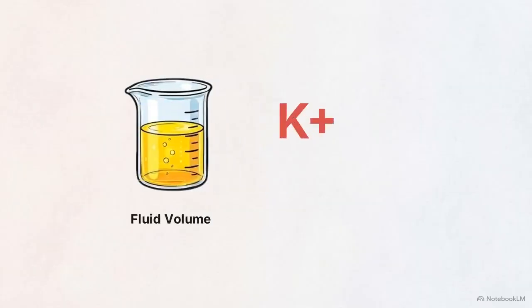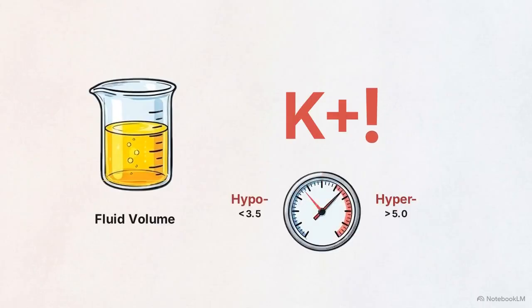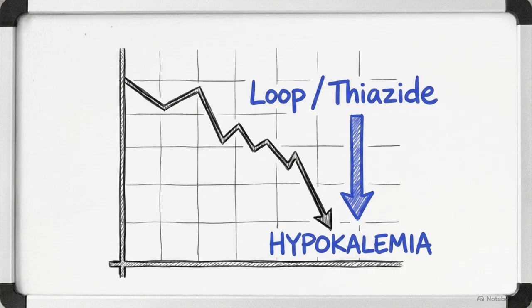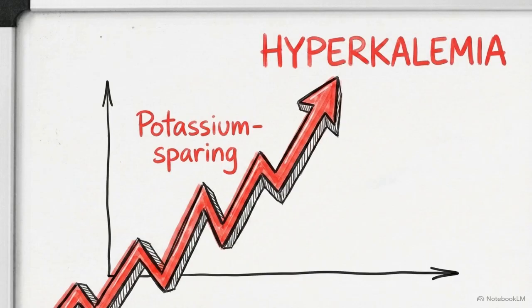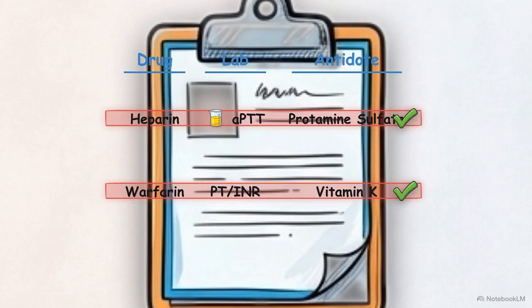Diuretics remove fluid, but the safety check is entirely about potassium shifts. Loop and thiazide diuretics deplete potassium, creating a high risk for hypokalemia. Potassium-sparing diuretics do the opposite, risking hyperkalemia. For anticoagulants, you must link the drug to its monitoring lab and antidote. Heparin requires monitoring the APTT, and its antidote is protamine sulfate. Warfarin requires monitoring the PT and INR, and its antidote is vitamin K.